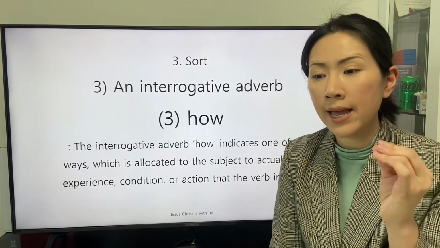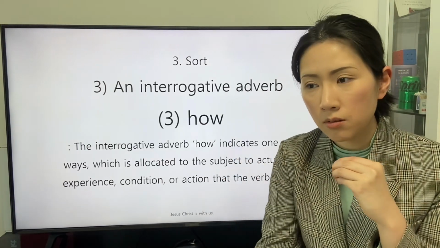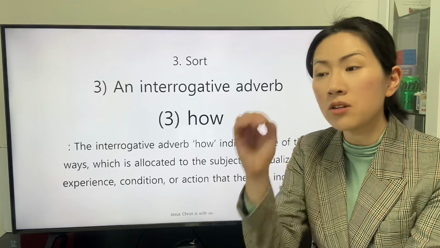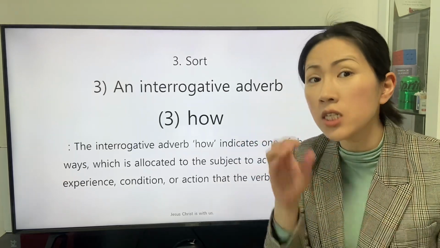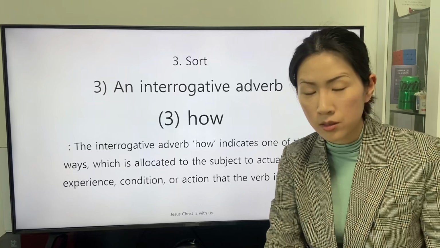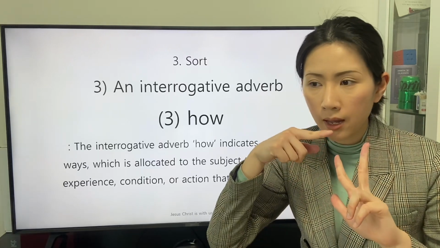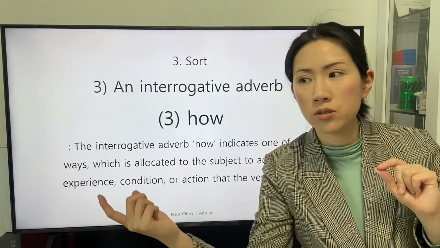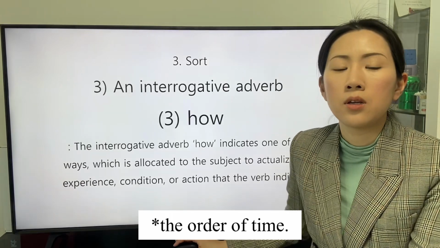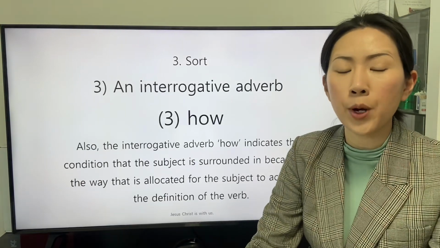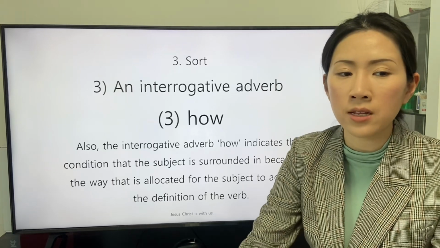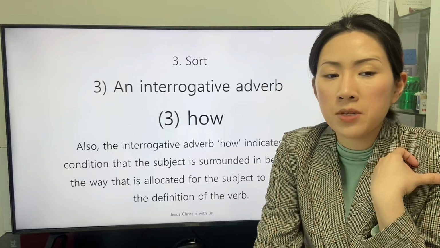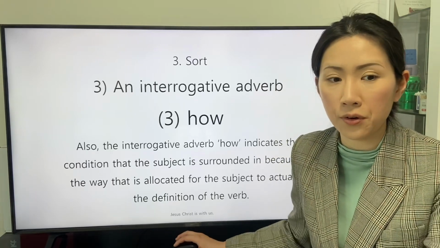The condition that the subject is surrounded in is revealed after the subject actualizes the experience, condition, or action from the way. So the way, the actualization, and the condition are in the sequence consistent with. Also, the interrogative adverb how indicates the condition that the subject is surrounded in because of the way that is allocated for the subject to actualize the definition of the verb.